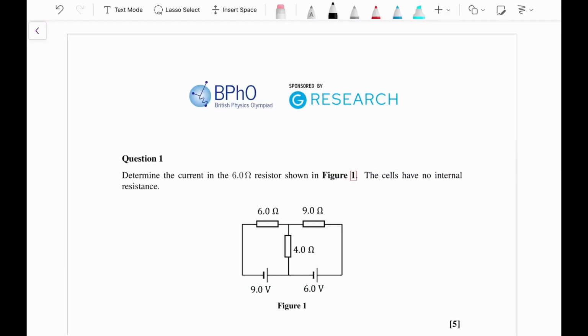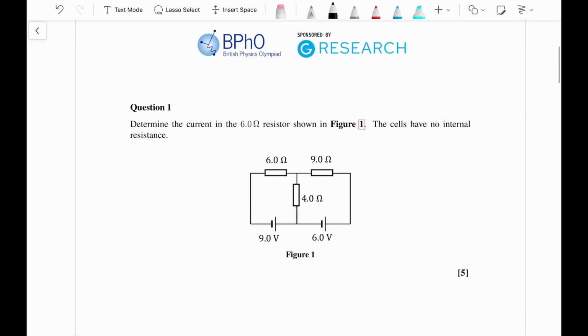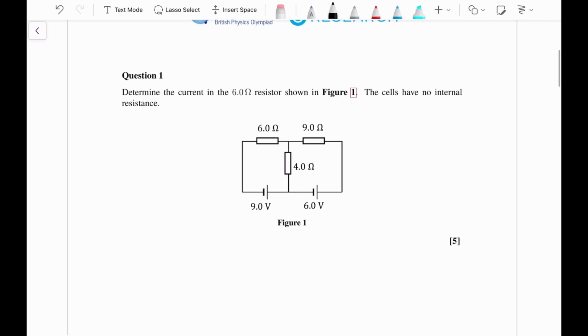In this video, I'm going to look at two questions on the topic of circuits. So, first of all, we have determined the current in the 6 ohm resistor in figure 1. The cells have no internal resistance. So over here we have a diagram. The 6 ohm resistor is over here, so what you want to calculate is current flowing through it.